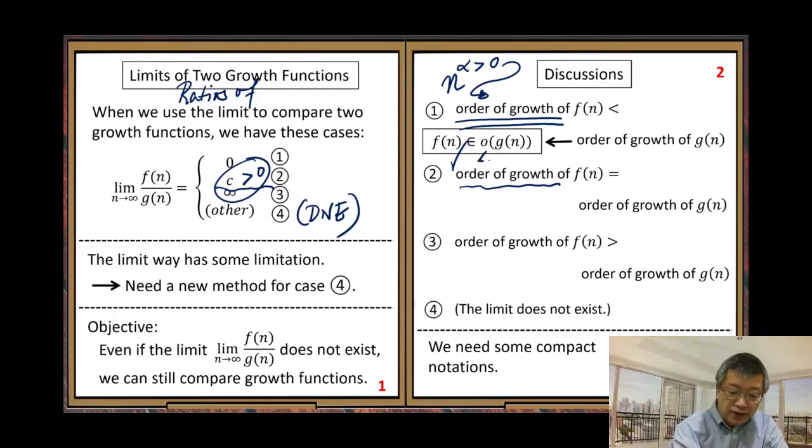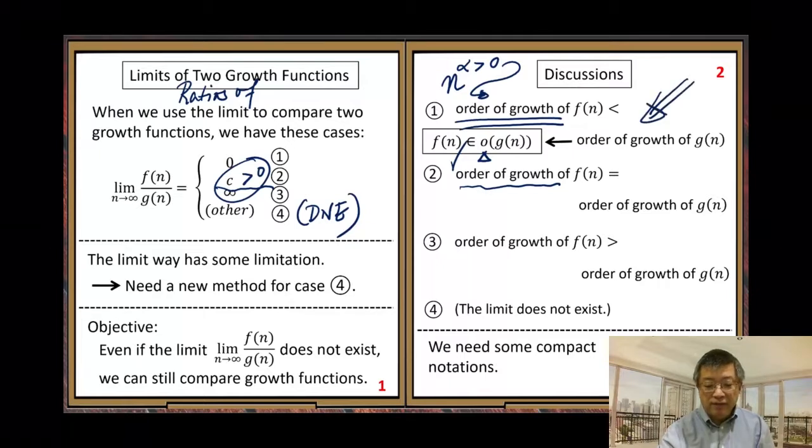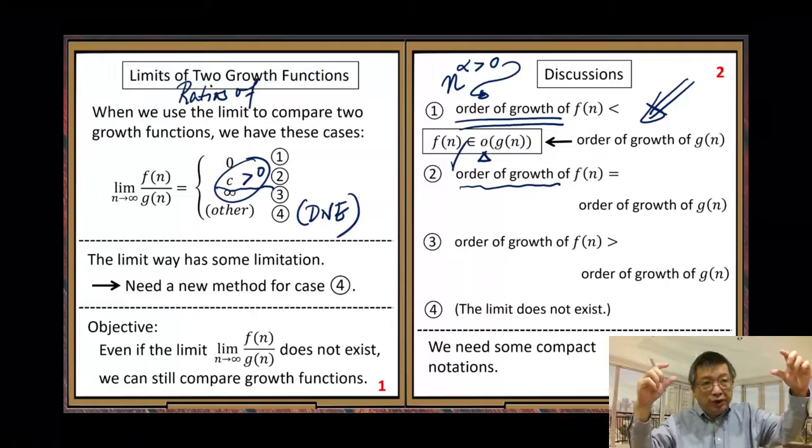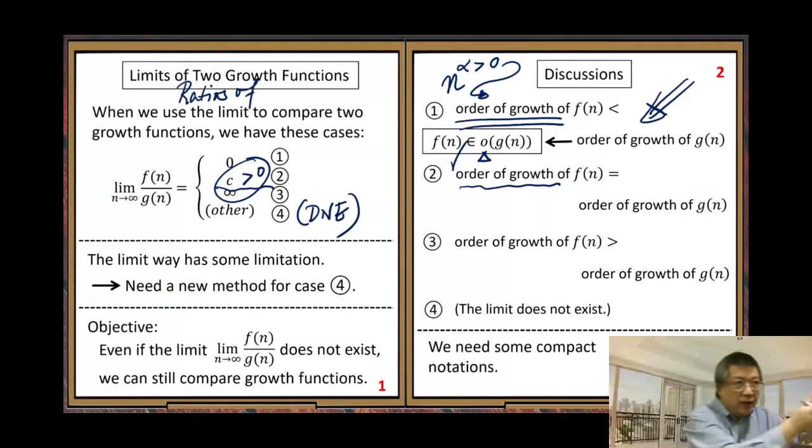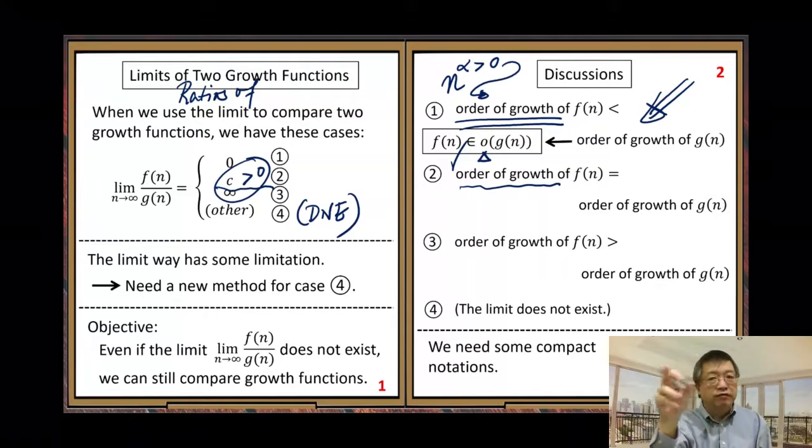F of n belongs to little o of g of n. Here you can see we introduce this little o notation. What's the meaning of little o of g of n? This is the meaning: order of growth of f of n is less than order of growth of g of n. So this long sentence, we do the abstraction to make it a relatively short notation: f of n belongs to little o of g of n.